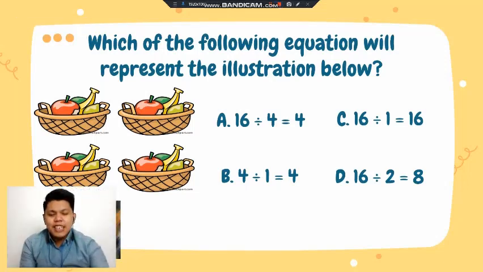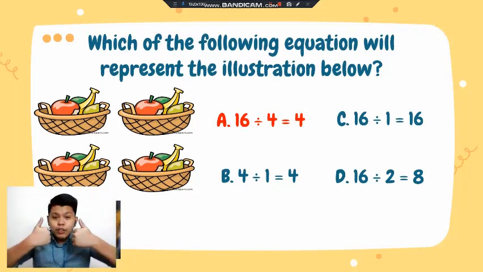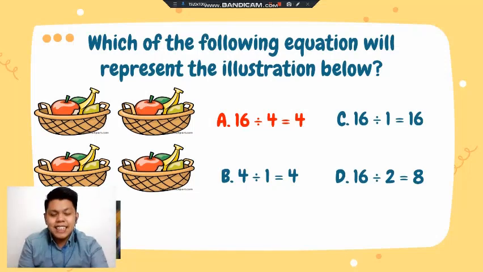Let's check your answers. The correct answer is letter A. How? Because there are a total of 16 fruits in all, and there are four baskets, so 16 divided by 4, we will have four fruits in each basket. I hope you got the correct answer. Now, let's go to our next activity.